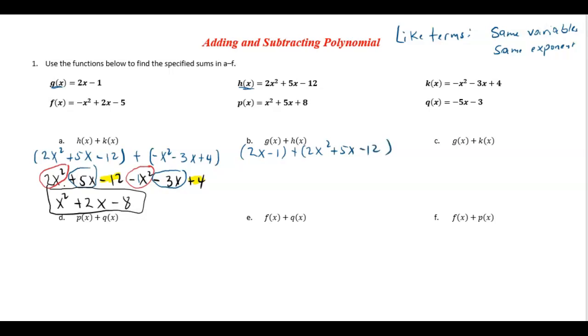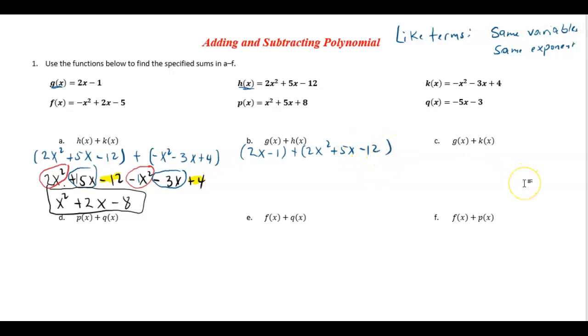Okay, now we have a binomial. g of x is a binomial. Why? Because it has two terms, right? The first one has an exponent of 1, and the second one is a constant. The negative 1 is a constant because there is no x to it. That's when the exponent is 0. So the constant term has an exponent of 0. The second one, h of x, is a trinomial with 3 terms. The first has an exponent of 2, the second term has an exponent of 1, and the third term has an exponent of 0.